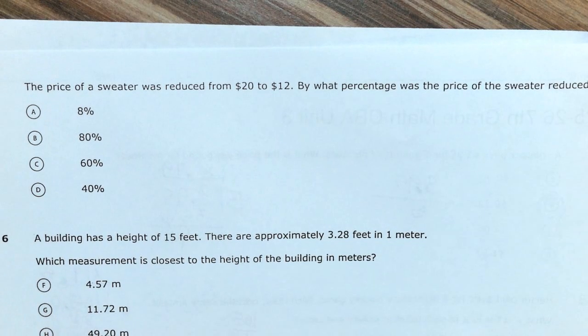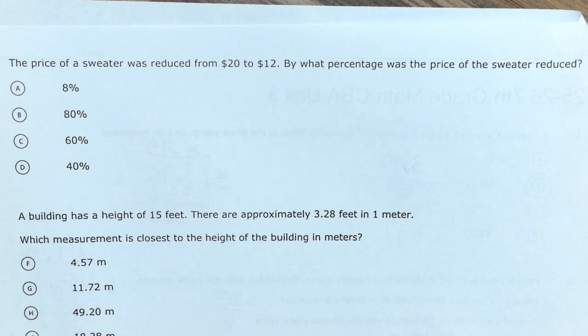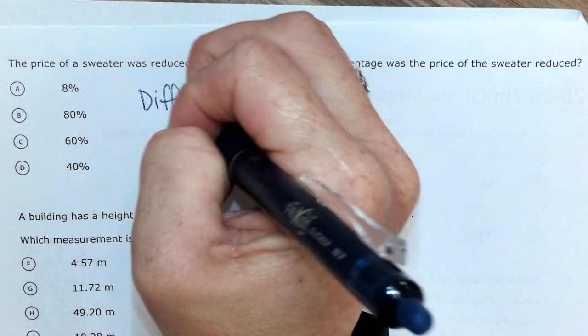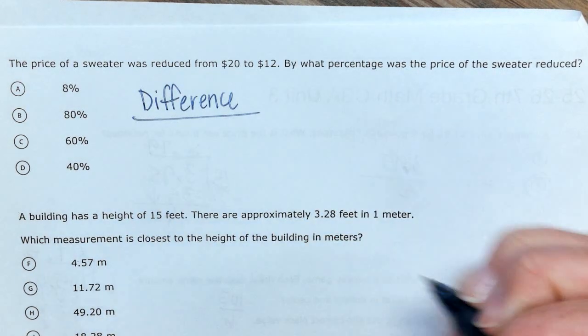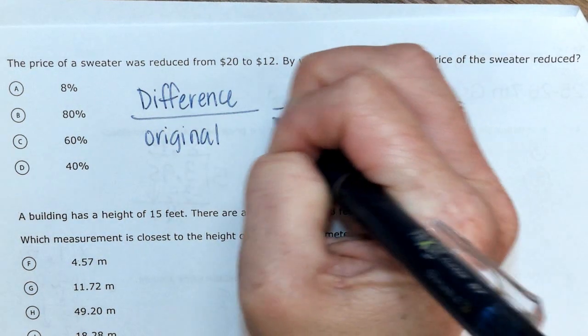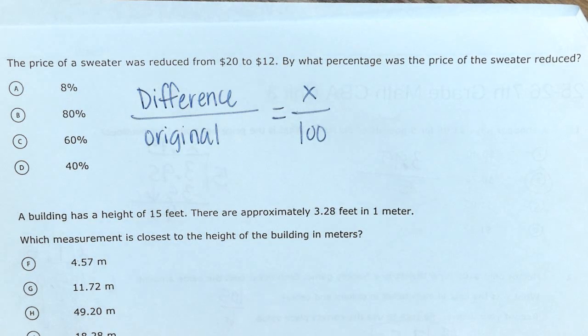Number 5. The price of a sweater was reduced from $20 to $12. By what percent was the price of sweater reduced? Who remembers the formula for percent change? Don't you have to subtract those? Find the difference. So let's write this down. Over the original? Yep. No. Difference over original is equal to x over 100. And we do have to have that memorized before our STAR test.